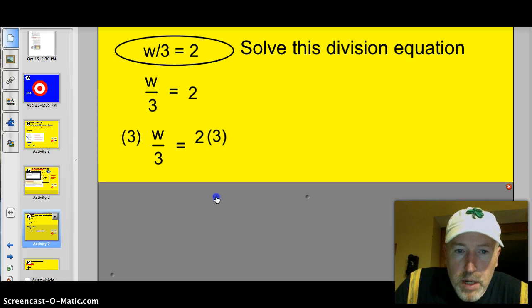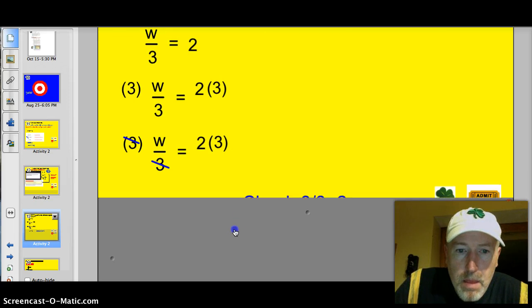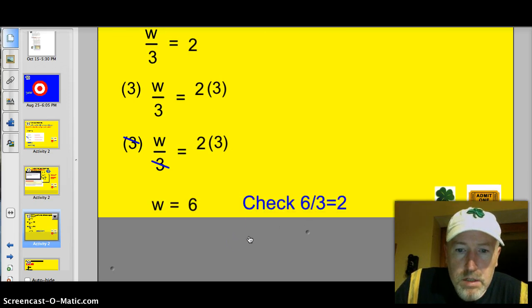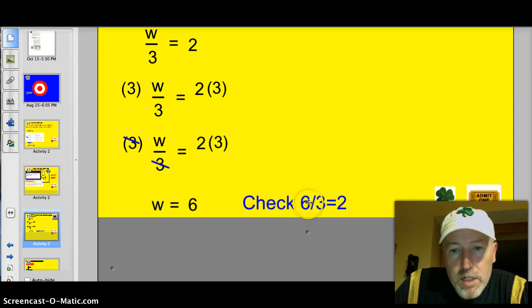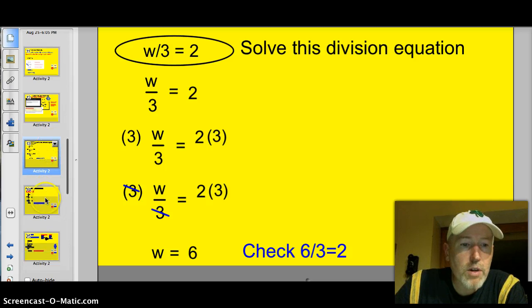So then my next step is, the 3's cross themselves out, just leaving me with w equaling 2 times 3, which is 6. Well, let's check my work. Does 6 divided by 3 equal 2? It does. Congratulations, you just solved your first division equation. All right, try another.